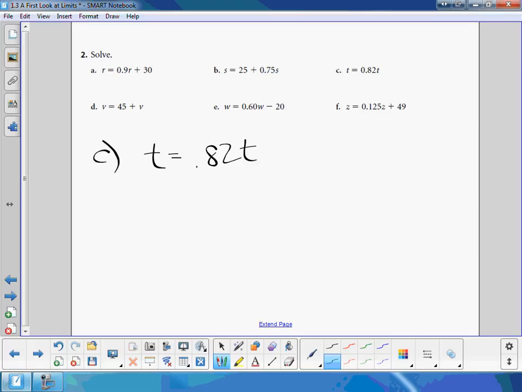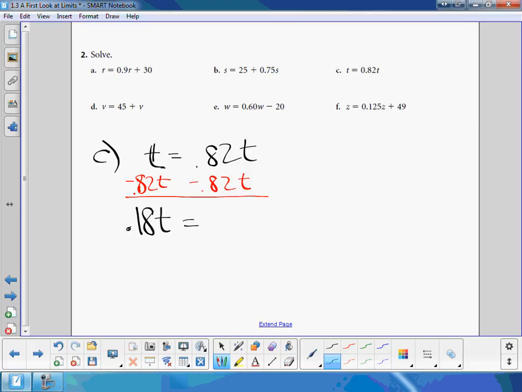And there's no other constant being added or subtracted on the right side. Compared to some of the other ones, that looks a little weird. But the technique that we're going to use is to take away 0.82t from both sides. And what happens is you get 1t minus 0.82t is 0.18t. And on the right side, there's nothing there.